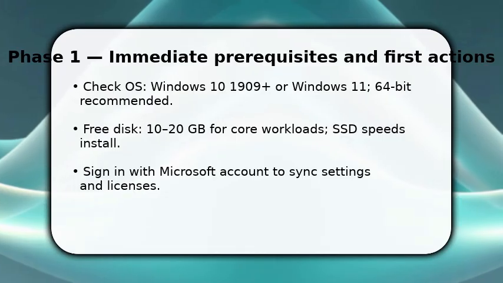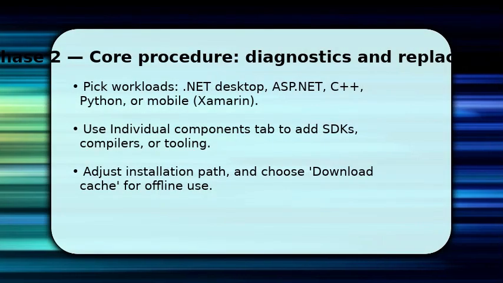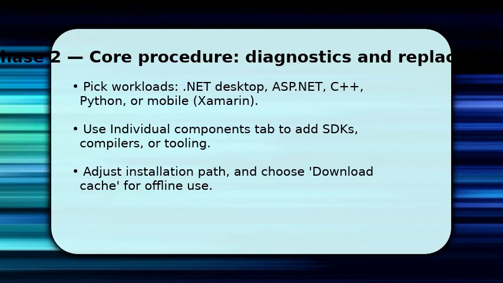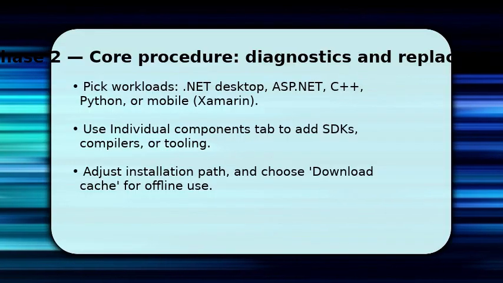Once the installer opens, select workloads that match your projects: .NET Desktop for Windows apps, ASP.NET for Web, C++ for native code, or Python for scripting. Make sure to click individual components to add specific SDKs, compilers, or tools like Git for Windows and the .NET SDK. This reduces later surprises. You can change the install location and enable a download cache if you plan an offline install.